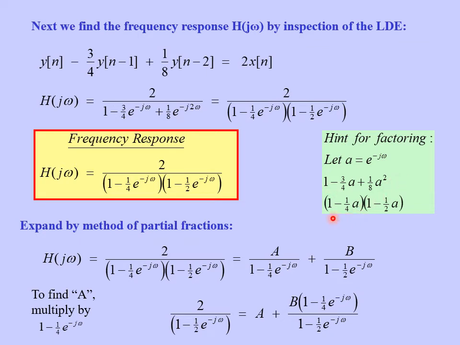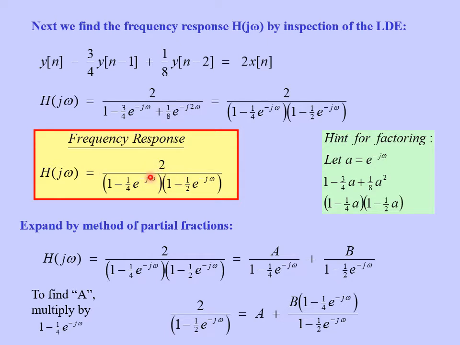You can see just by trial and error, this is equal to 1 minus 1/4 a times 1 minus 1/2 a. Now we can plug in, remember, a is e to the minus j omega, and that's what I've done in this step here. So it's a fairly straightforward way to factor expressions like this. And so here is our frequency response, here is our result. Now we're going to want to find the inverse Fourier transform of this.